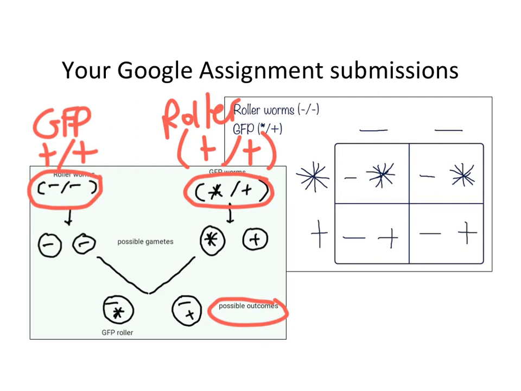This worm that I gave you to work with, the GFP worm, was normal. It's not a roller, it's just green fluorescent. The worm on the left is a roller, not green fluorescent. The worm on the right is green fluorescent, not a roller.